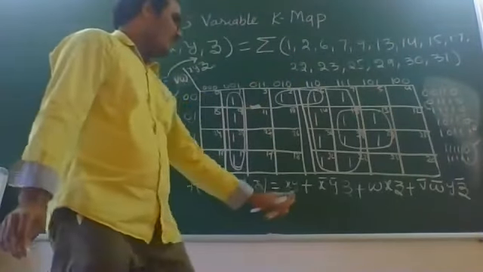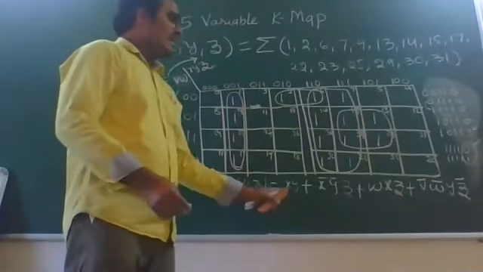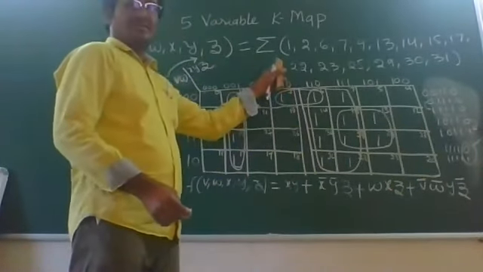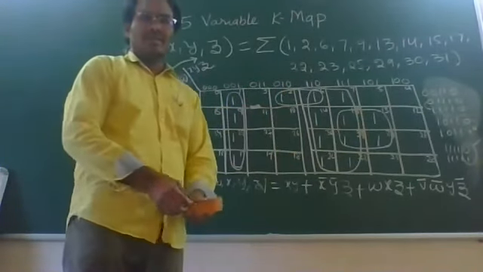So how many terms do we have? 1, 2, 3, 4 terms. And that is the minimal SOP form for the given function. And we have minimized it using the 5 variable K-map.